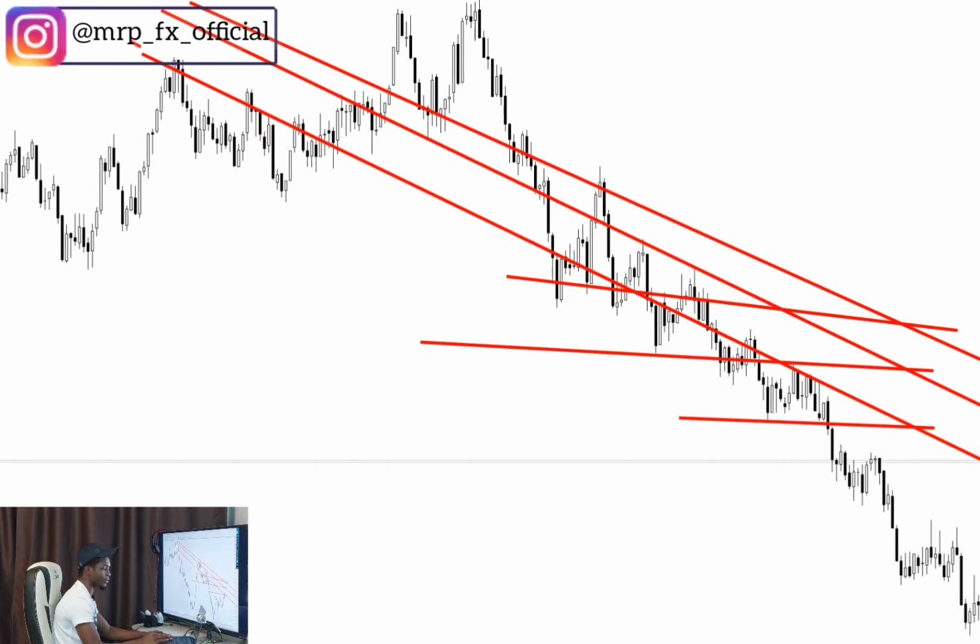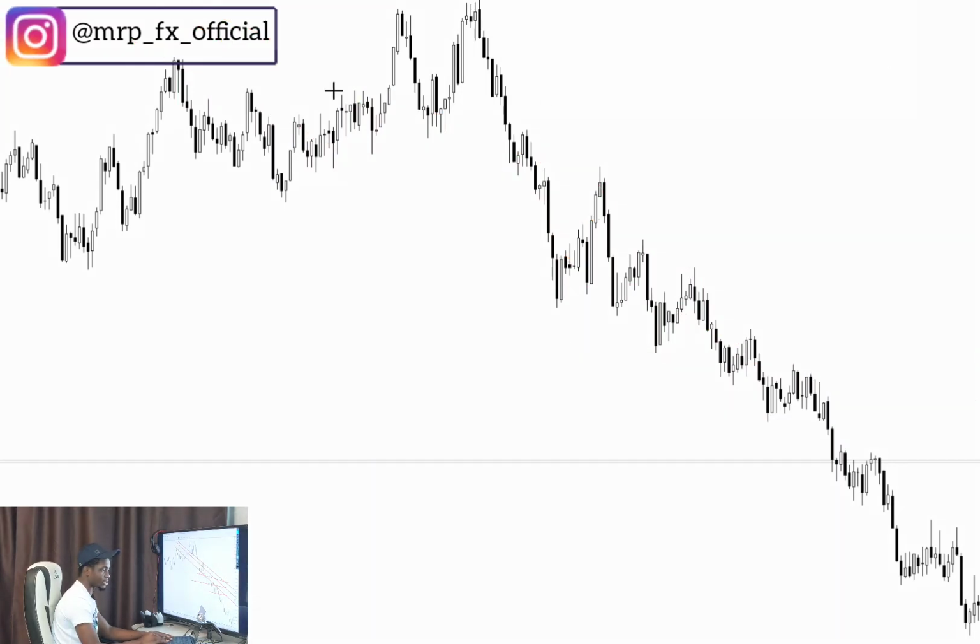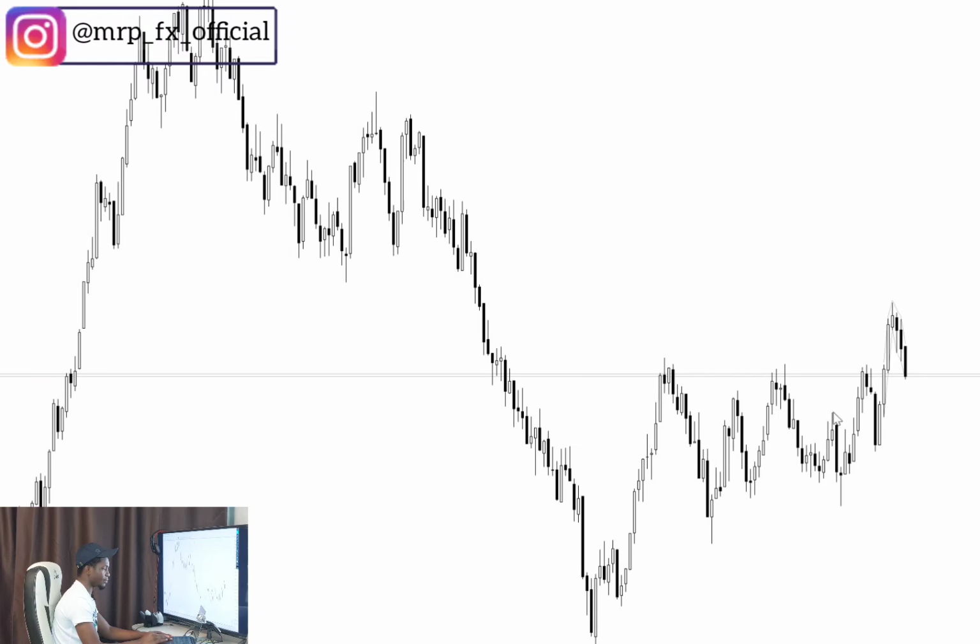Let me try zooming this out a bit more. Let me delete all my stops here, and we should be having something like this. Cool. So it actually hits my first horizontal and would have touched my order sell limit. So now where do I put my take profit? My take profit can just be at this other level here.